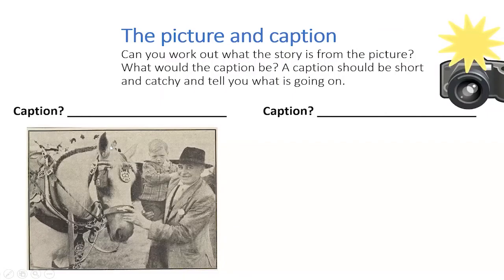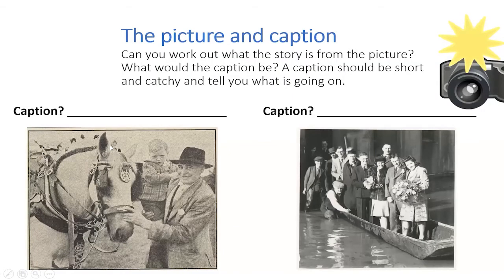Okay, brilliant. Right, let's have a look at the second image. The second image is a little bit more difficult, I think. Okay, so here we have quite an unusual picture. Could anyone tell me what we can actually see in this picture? Okay, Seb, what can you see?